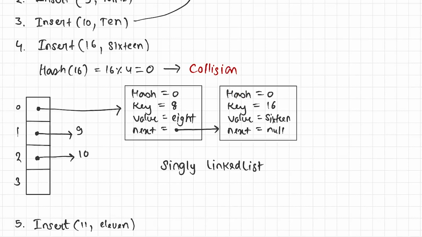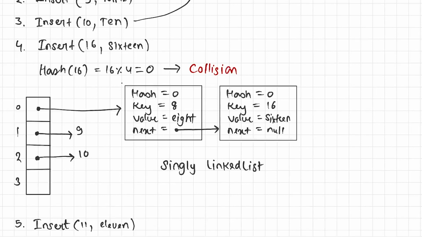Whenever a collision happens, it's going to add all the entries in this chain. Let's say one more key value pair comes in and the hash code of that key value pair comes out to be 0. It's going to create an object of it, link that object to this chain, and now the next pointer is pointing to the new key value pair. This is how HashMap internally handles collision.